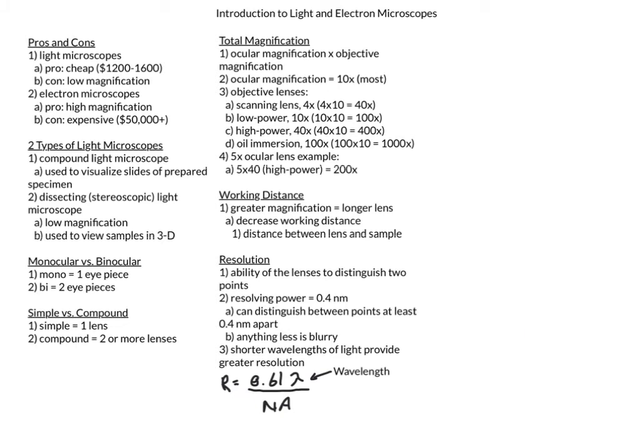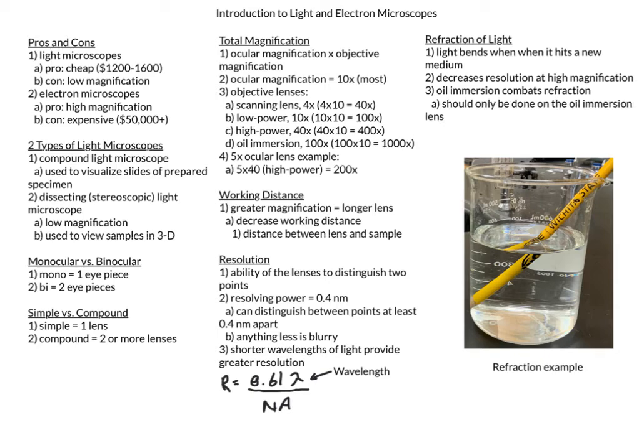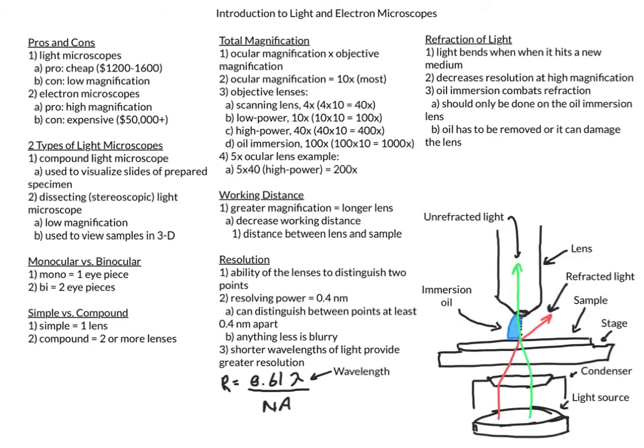Another consideration with light microscopes is what we call the refraction of light. Light bends to a certain degree when it hits a new medium, for example when you put a stick in water, and at very high magnifications this can decrease resolution. So in order to combat that, we use immersion oil. Note that this should only be done on the oil immersion lens, as the oil has to be removed after use or it could damage the lenses. The basic way the oil works is that when light hits the sample, it helps direct it into the lens so we get the full image of the sample and little light is scattered. So we use the immersion oil to increase resolution and decrease light refraction.